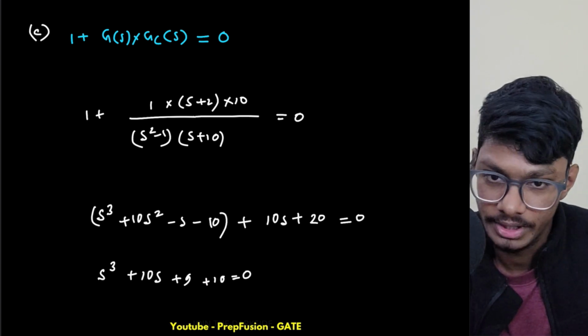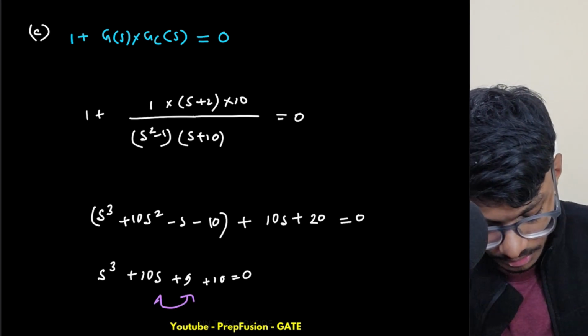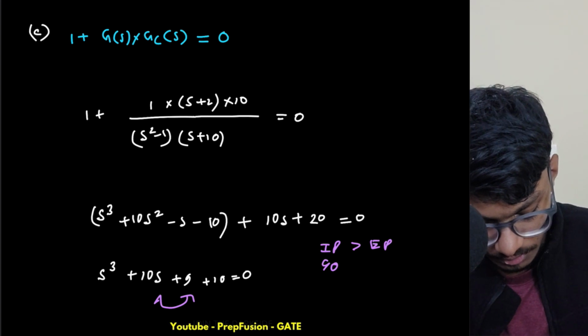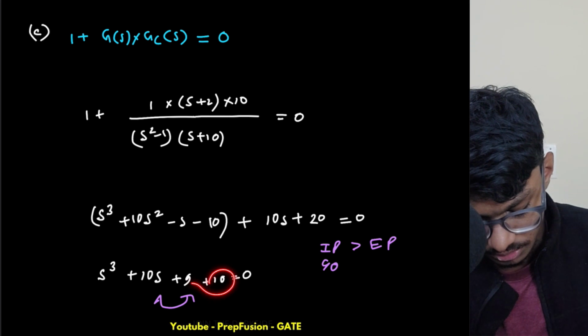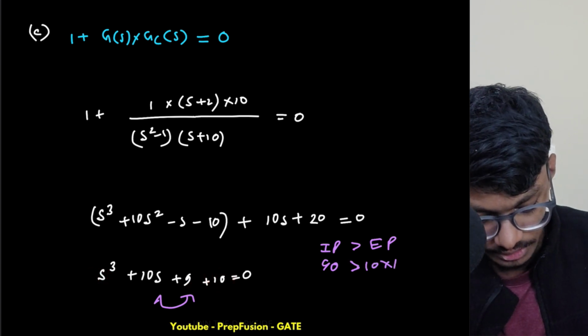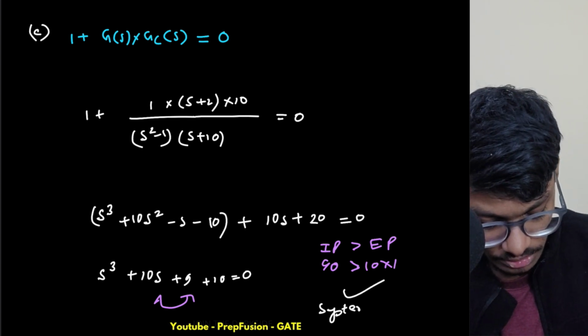Now we can check the condition of internal product and external product. Here we see the internal product is 90. IP should be greater than EP. Internal product is 90 and external product is 10 only, 10 times 1. So this condition is satisfied. Hence we can say the system is stable, hence the option will be C.